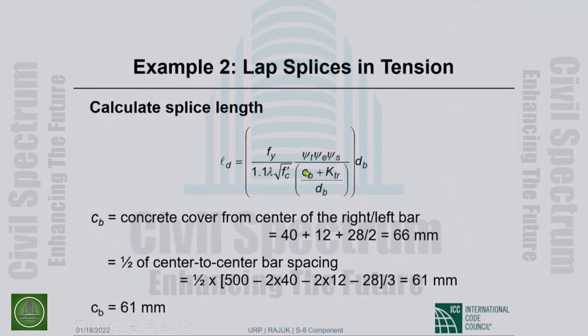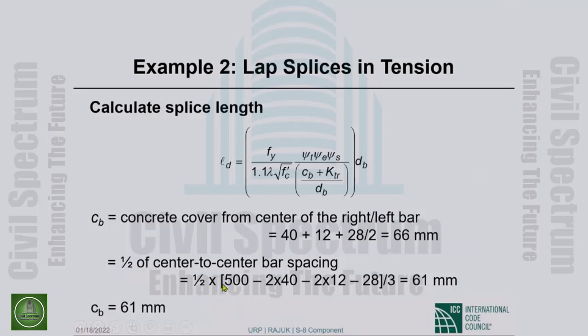So about the only thing we need now is the C sub B. C sub B is the smaller of two things. Concrete cover from center of the right bar or the left bar, the bar that is nearest to the faces. It will be the same number for either. Clear cover is 40 millimeters, 12 millimeter is the diameter of the stirrup or tie, the transverse reinforcement, plus half the diameter of the longitudinal bar. That gives us 66. Also, half the center-to-center spacing of bars.